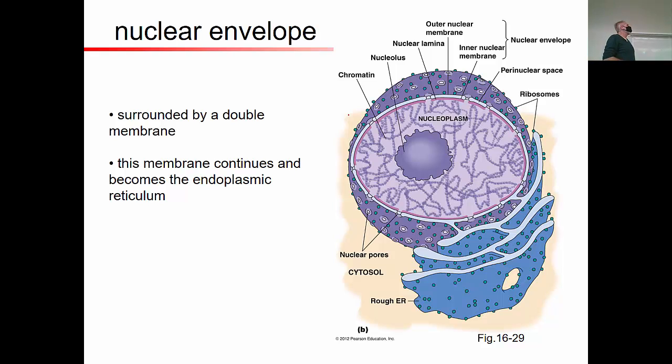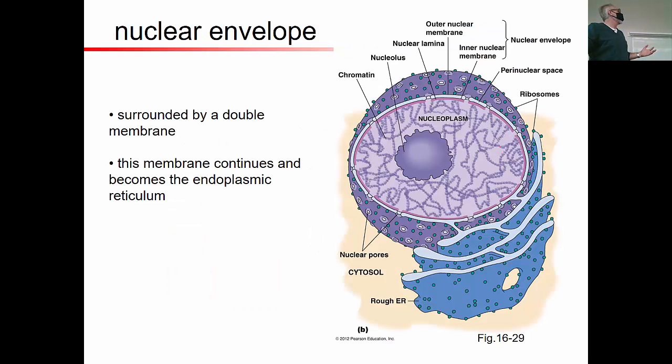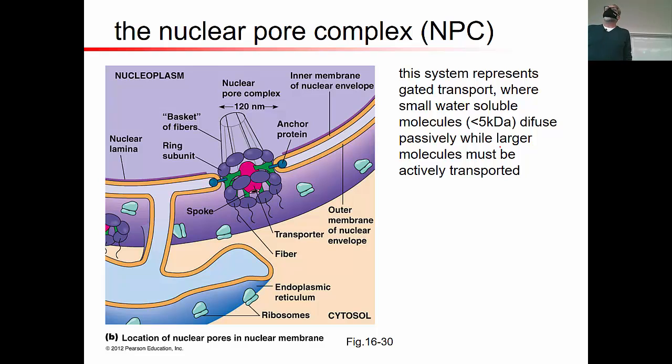Okay, so here we have our nuclear envelope, and it's surrounded by our double membrane, that goes on to become the endoplasmic reticulum. Just a reminder of how this arose. And now we're going to look at the heart of this. This is what we call the nuclear pore complex.